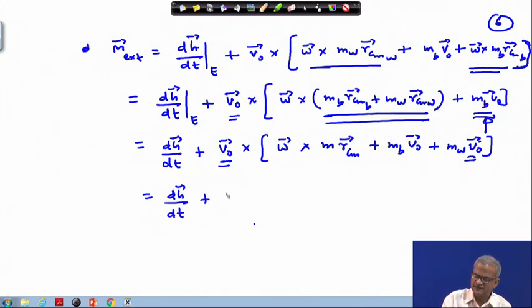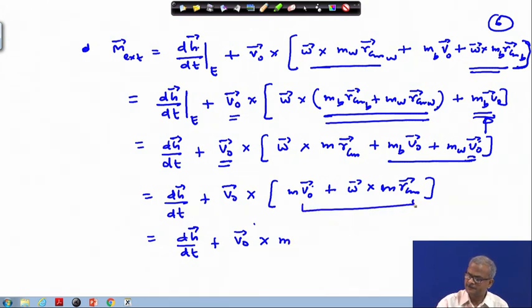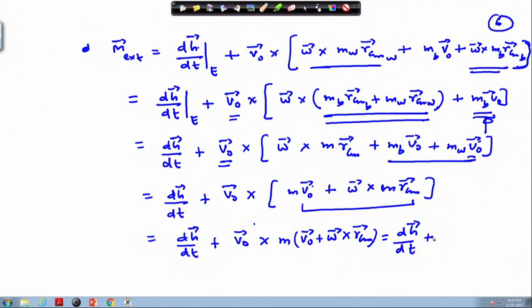So, I can write this as v0 cross, this term can be combined together and written as m times v0 plus omega cross m times r_cm. So, this is dS/dt plus v0 cross m, we can take it outside, and this is the velocity of the center of mass of the whole system. So, this becomes m times v0 plus omega cross r_cm. So, this is dS/dt plus v0 cross p total. This is h total and this is p total.